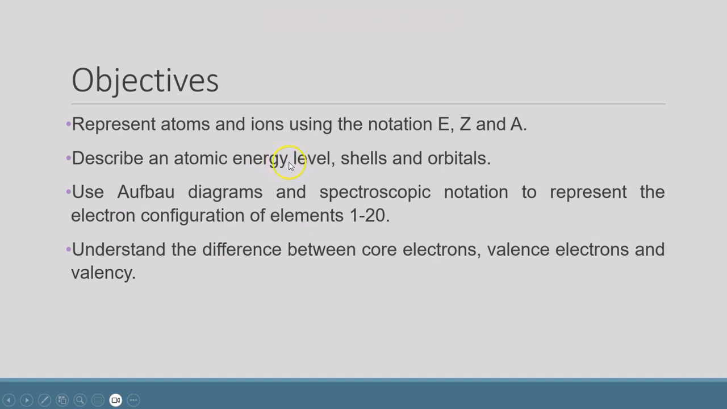We are going to describe what energy levels, shells, and orbitals mean. This is around an atom, and this is where the electrons live. We're going to use Aufbau diagrams and spectroscopic notations to represent the electron configuration of the first 20 elements. And we're going to differentiate between core electrons, valence electrons, and valency.